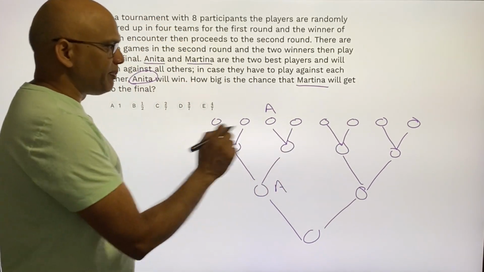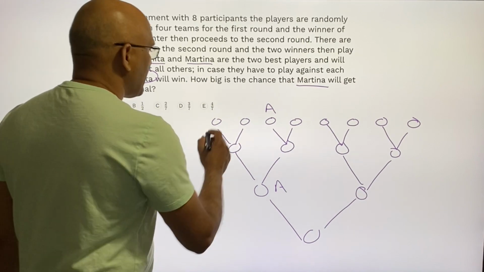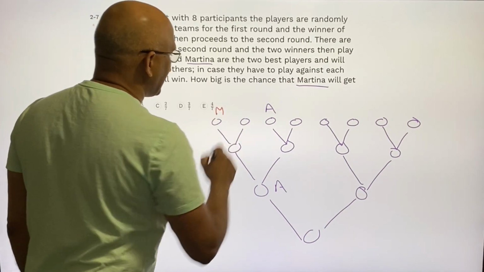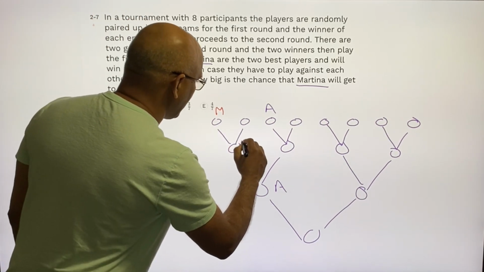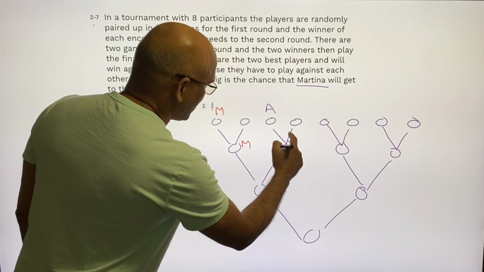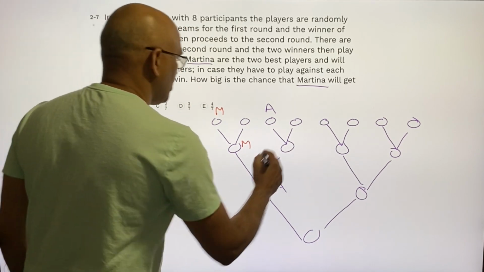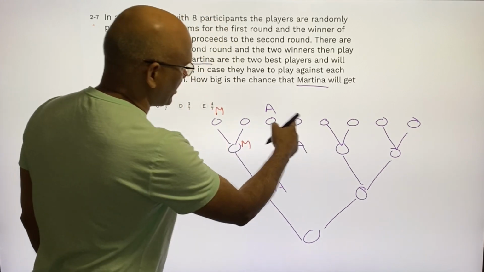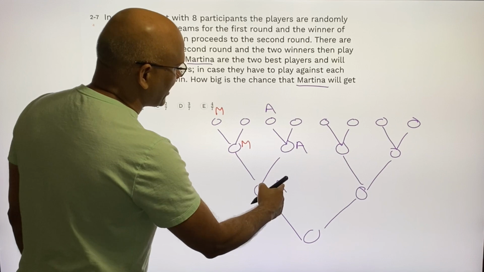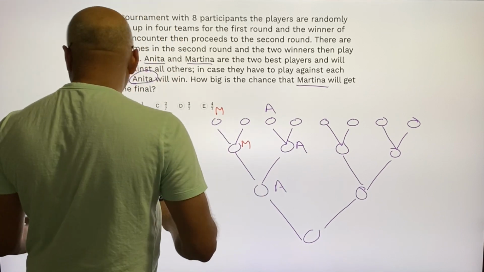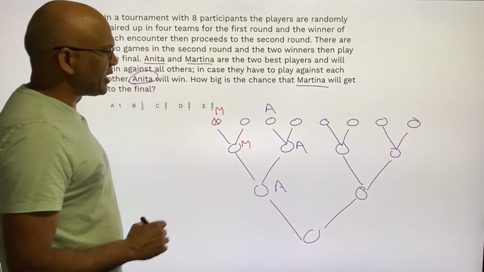Now let me pick a spot for Martina. Let's say Martina is here, right? So she can make it here because she is the next best player. So here it is going to be Anita, right? Let me change the color. So this is going to be Anita, because Anita is the best. Now again, Martina and Anita play, and Anita is going to win, right? So this place is not going to work for Martina. So this is not the right spot.